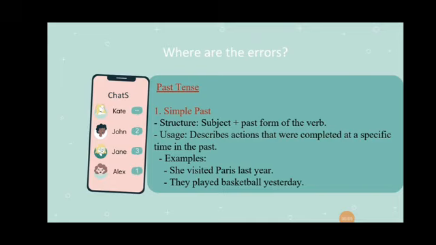Let us now move to the past. It is the second main tense in English. And of course, it also has 4 different aspects. It has the simple aspect, that is the simple past. Simple past has the structure of a subject plus past form of the verb.